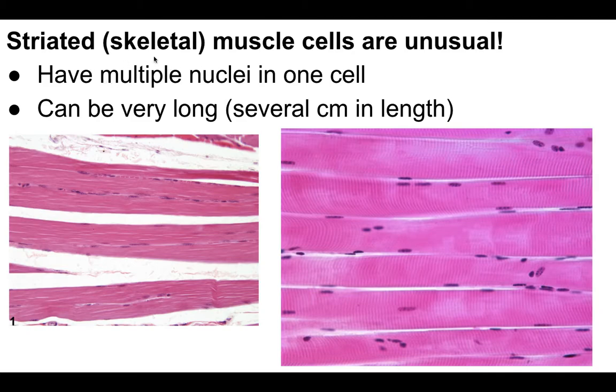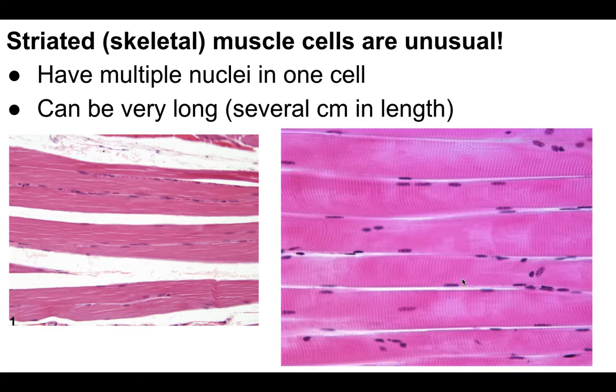Skeletal muscle cells are unusual because they have multiple nuclei in one cell. So this fiber is part of one cell. It's not even the entire cell. And you can count many nuclei, which are these dark purple spots. So in this one, it looks like I can see 5 in this frame. In this one, quite a few more.